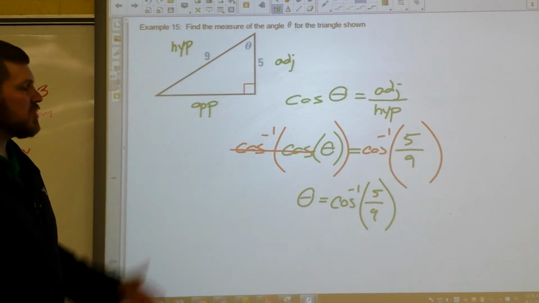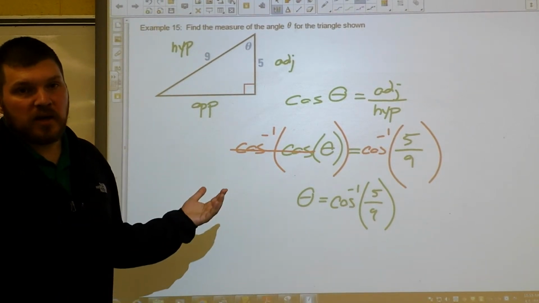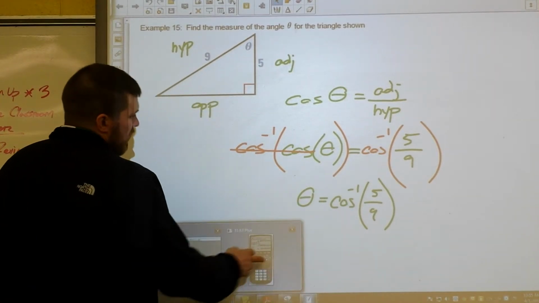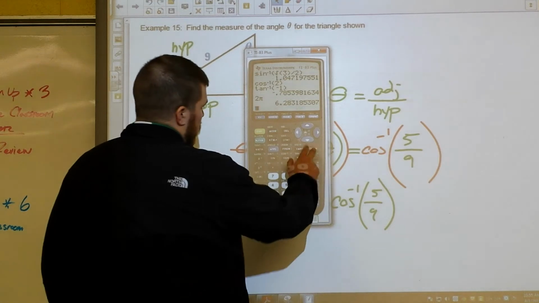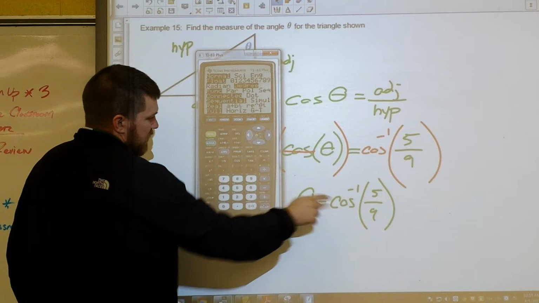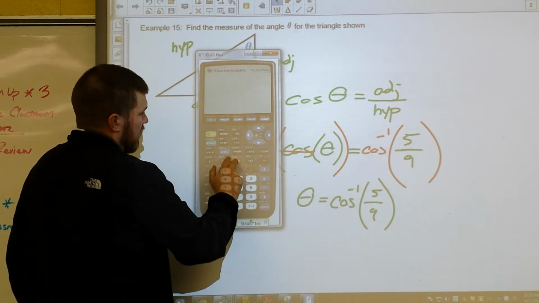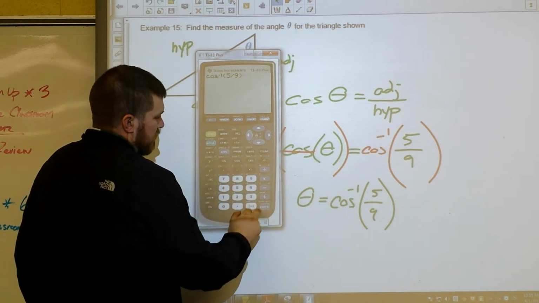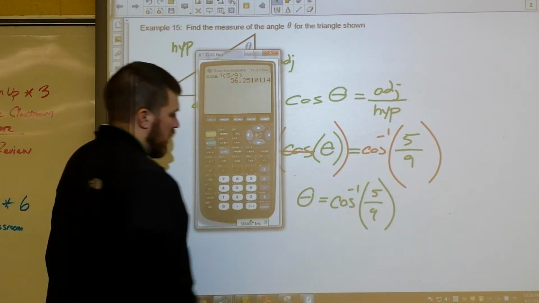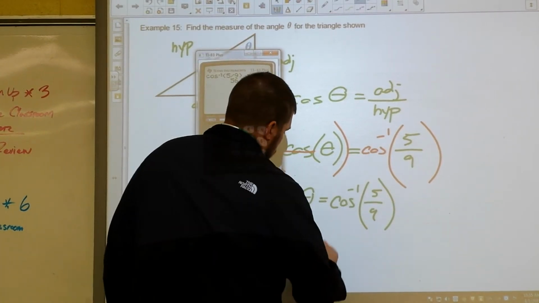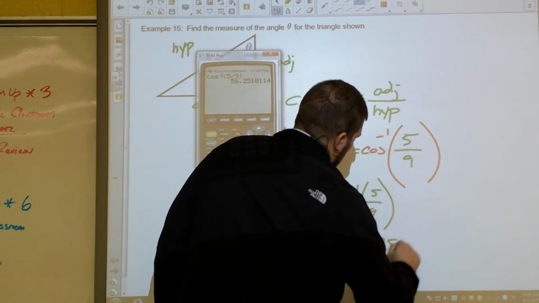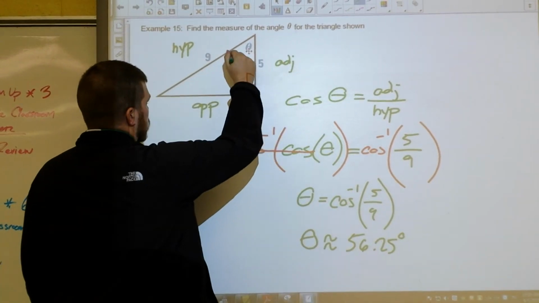Now, it doesn't tell me to do it in degrees or radians, so you get to pick. I'm going to do degrees, okay? I'm more comfortable with degrees. We've been doing degrees for a lot longer than we've been doing radians. So I want to make sure I'm in degree mode, and then I want to type it in. So second cosine of 5 over 9. And I get a decimal. Let's go 2 decimal places here just to round. So the angle theta is approximately 56.25 degrees.